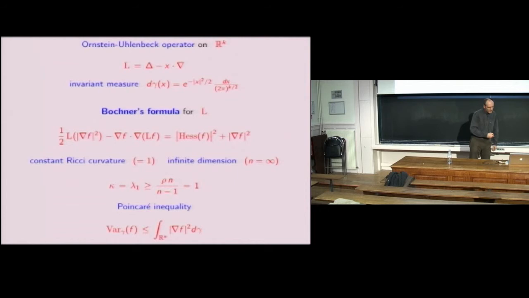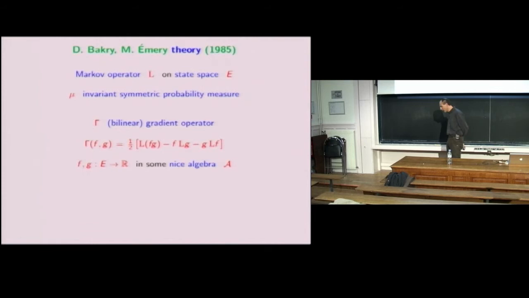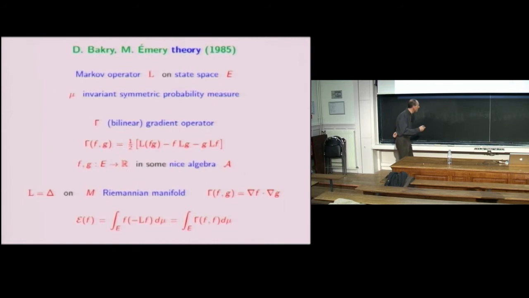And this observation, among others, opened the so-called Bakry-Émery theory, which may be developed in a rather abstract context of a Markov operator on some given state space with invariant and symmetric probability measure mu, for which you introduce a certain kind of object. The first one is the so-called gamma operator, which has to be thought of as a kind of gradient operator. This formula here is just a way to measure how far the Laplace operator is from a gradient. And in the good cases, of course, this gamma is nothing else than the gradient. And you have integration by parts with respect to the invariant measure mu.